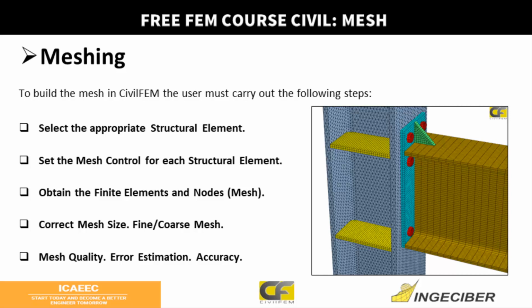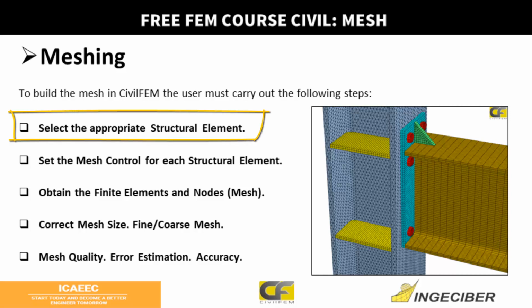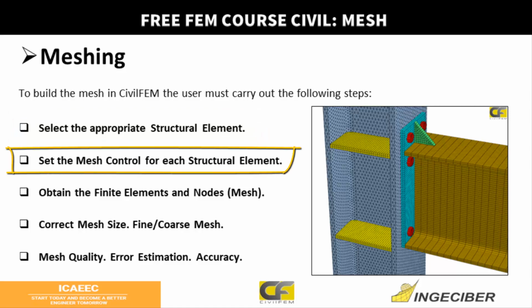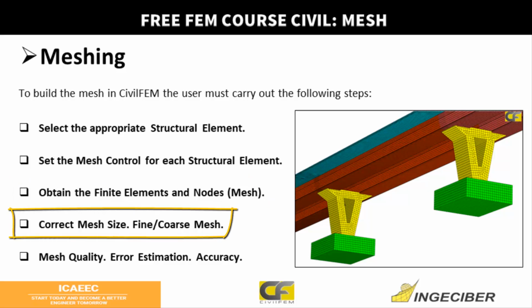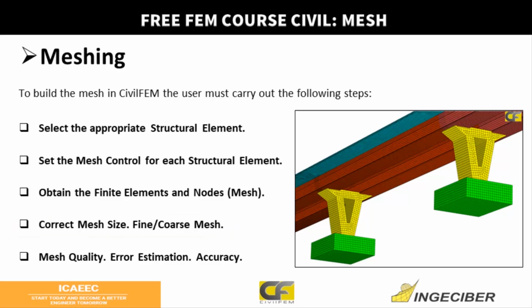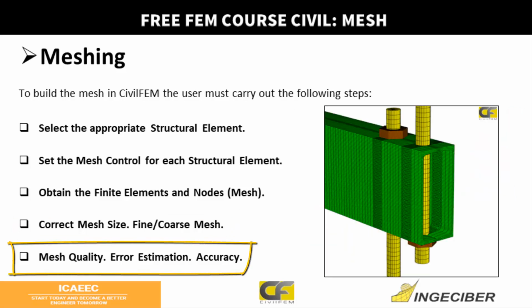To build the mesh in CivilFEM, we must take these steps. First, we must select the appropriate structural element. We'll see which are the available structural elements, which will cover all types of behavior. Then set the mesh control for each structural element, which is the size and the method. Then obtain the mesh, and after meshing, we can usually correct the mesh size, setting it a finer or a coarser mesh, because all of this is very related to the accuracy of our results.